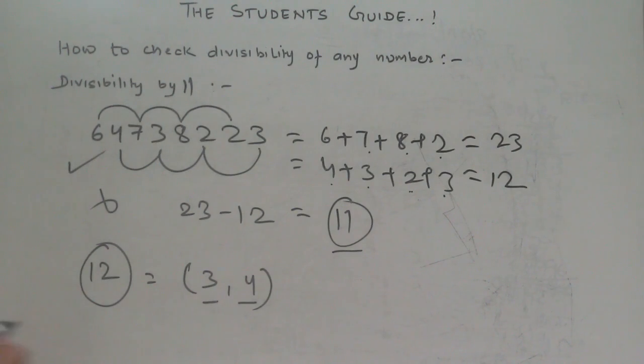Similarly, to find if a number is divisible by 15, we have to check if the number is divisible by 3 and by 5. If the number is divisible by both 3 and 5, then the number will be divisible by 15. Okay, so friends, this was all about finding numbers divisible by numbers from 1 to 15.